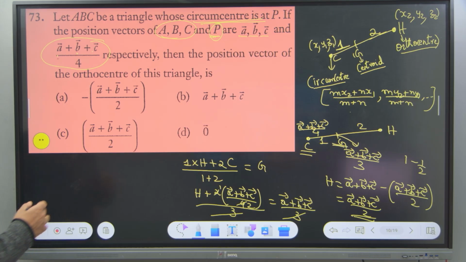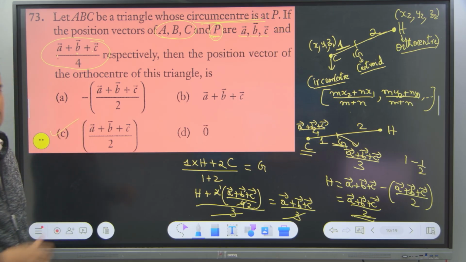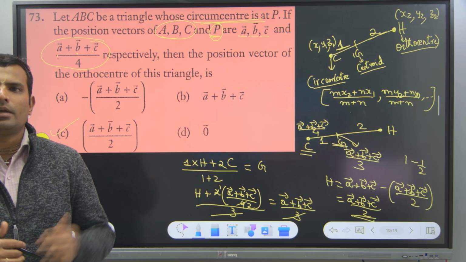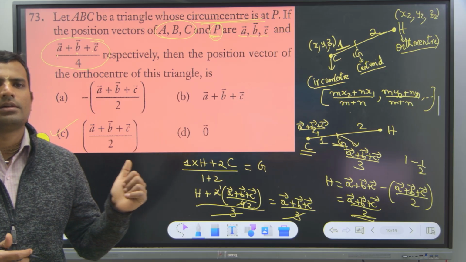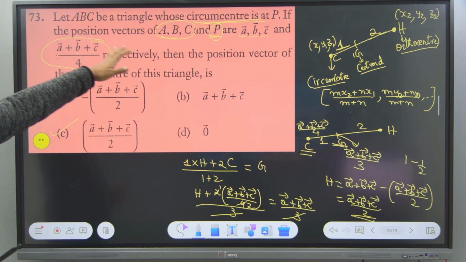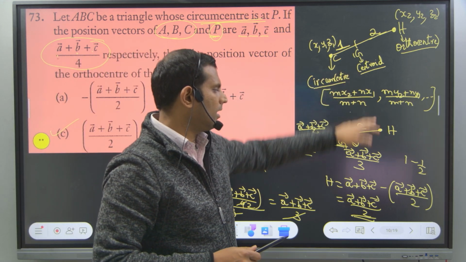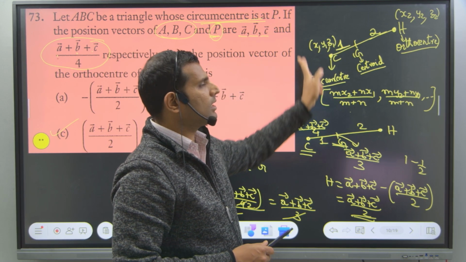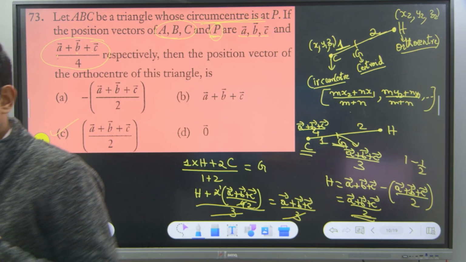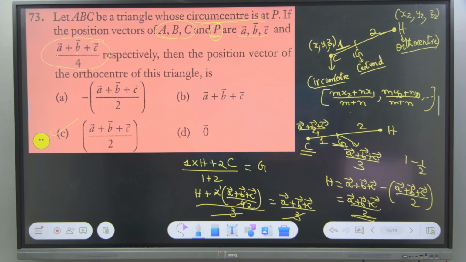Are you able to follow this part? Yes, students? Okay, make a note. All these are very important for CET. You already know all this. Centroid means A plus B plus C by 3, and centroid divides circumcenter and orthocenter in the ratio 2:1. Okay, note down. I'll give you some time.